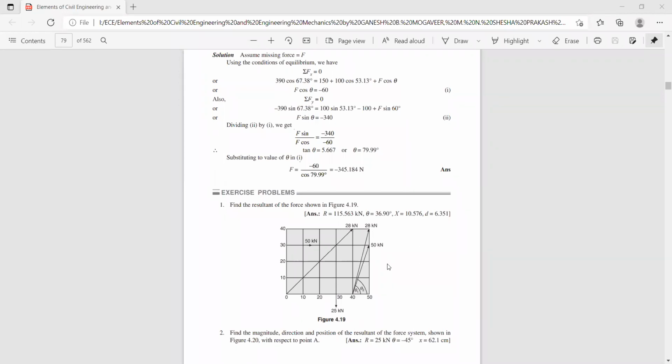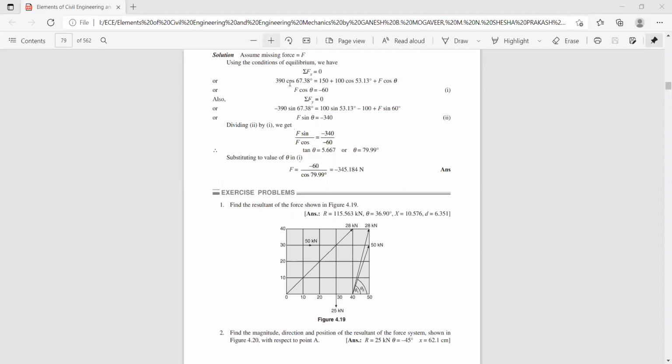How much did you get? Anyone? So sigma MA is equal to 50 into 30 plus 25 into 30 minus 50 sine theta 2 into 40, whatever the value of theta 2 you got, again minus 28 sine theta 3 into 40. And this is 0, because it is acting at point A itself. Its vertical component is along the y-axis and horizontal component is along the x-axis.